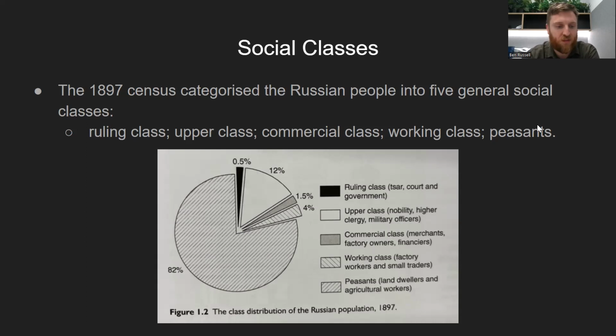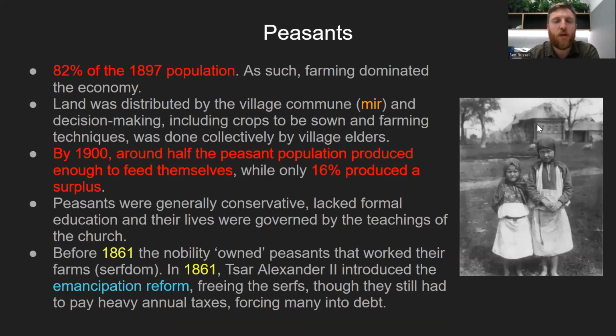Let's dig a bit deeper into each of these social classes. So, starting with the peasants, 82% of the 1897 population was made up of peasants. And as such, farming really dominated the economy. Russia exported wheat primarily, and so farming was a crucial aspect of the Russian economy.